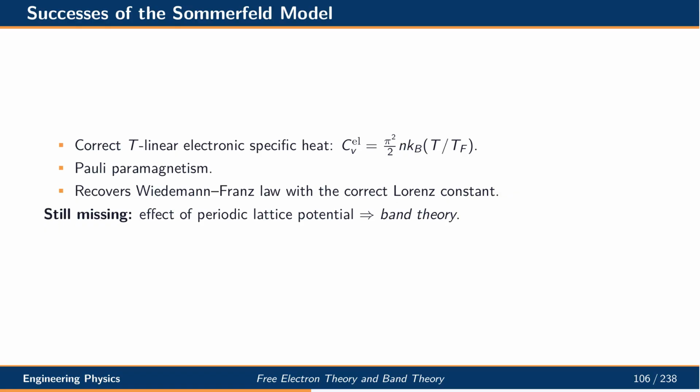The Sommerfeld model achieves several important successes. It predicts the correct temperature-linear electronic specific heat at low temperatures. It explains Pauli paramagnetism in metals. It also recovers the Wiedemann-Franz law with the correct value of the Lorentz constant. However, it still ignores the effect of the periodic ion lattice on electron motion. This last omission leads us to band theory, which explains the difference between metals, semiconductors, and insulators.